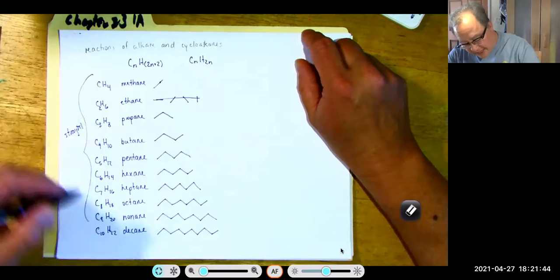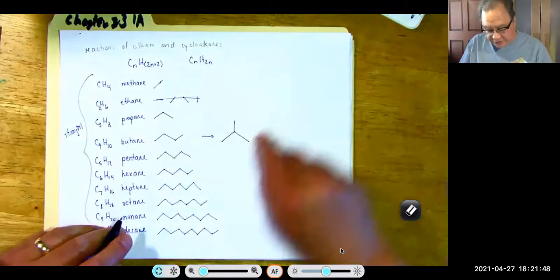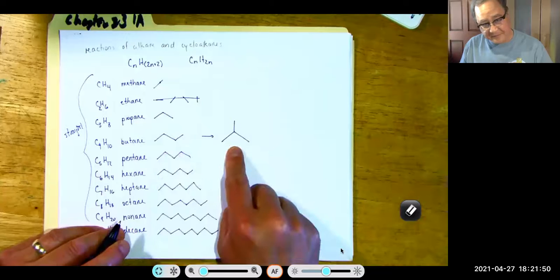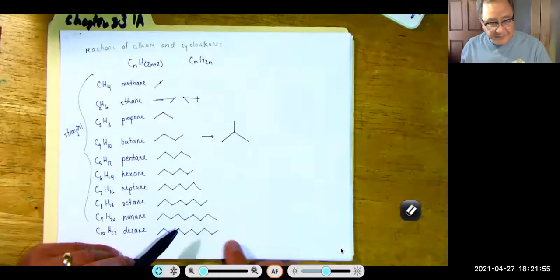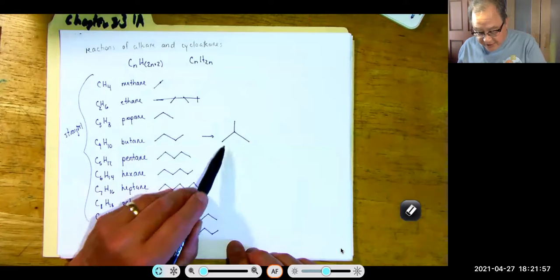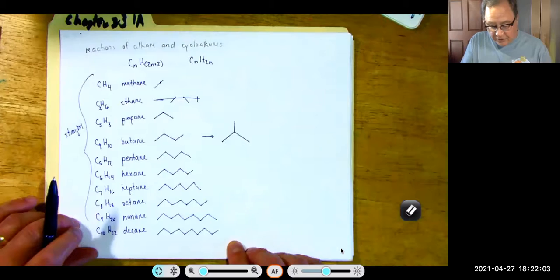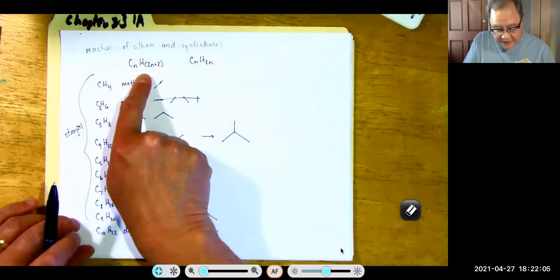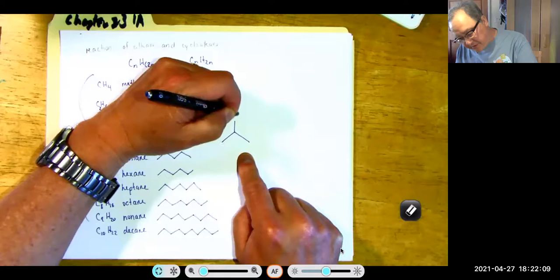But if we look at this guy here, this is also C4H10. 1, 2, 3, 4 carbons, right? 3 hydrogens, 3 hydrogens, 3 hydrogens for 9, and one more in the middle for 10. Okay, so this formula is for straight chain alkanes and for these that are called branched.